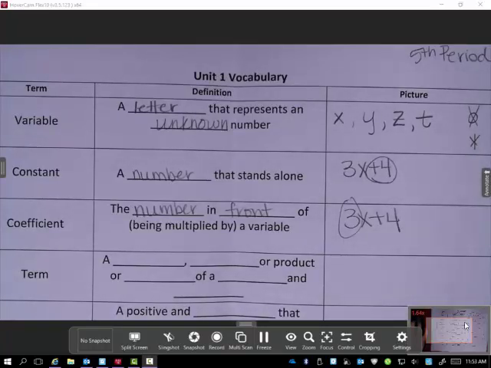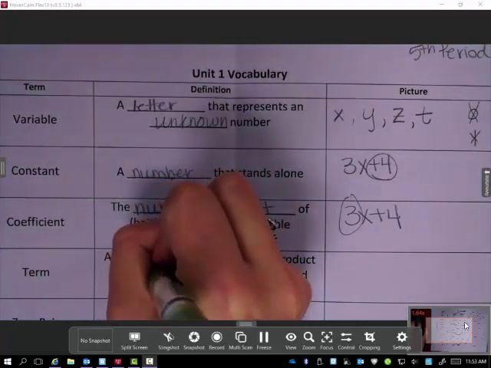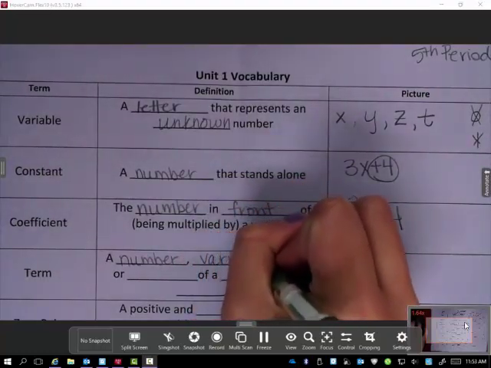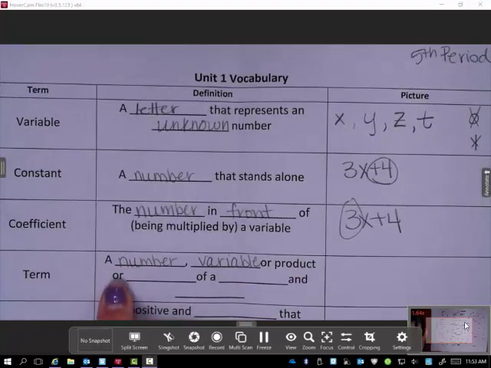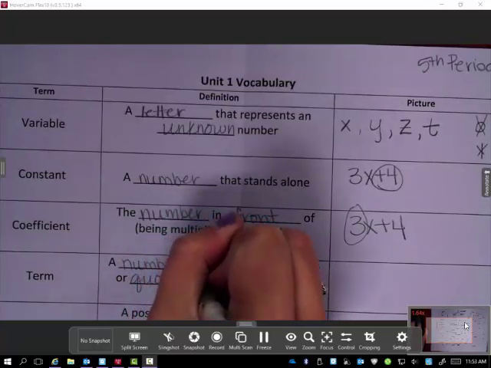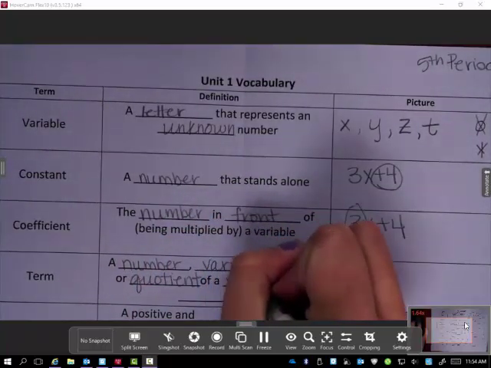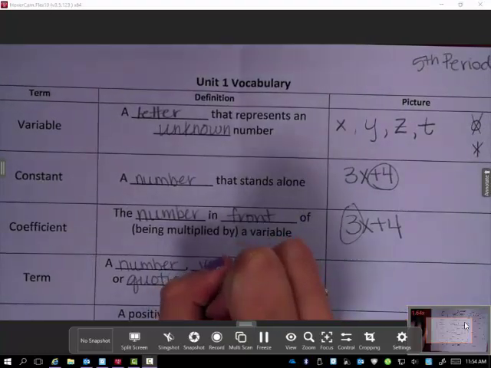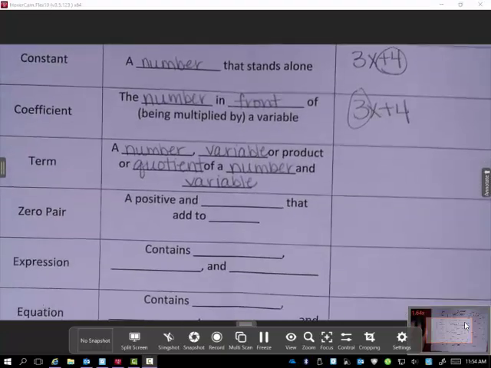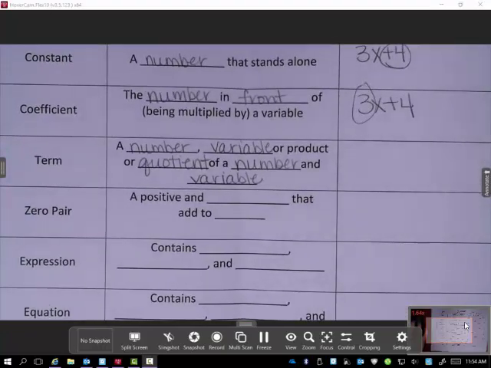So a term is a number, variable, or product or quotient of a number and variable. What we've just written is a term is a number, variable, or product or quotient of a number or variable and variable. Does that make a whole lot of sense? Okay, so let's break it down.